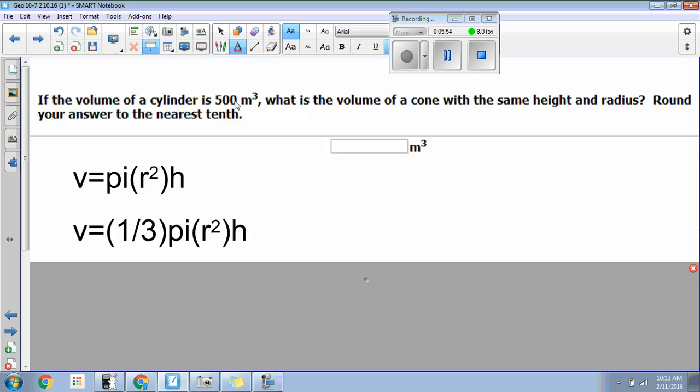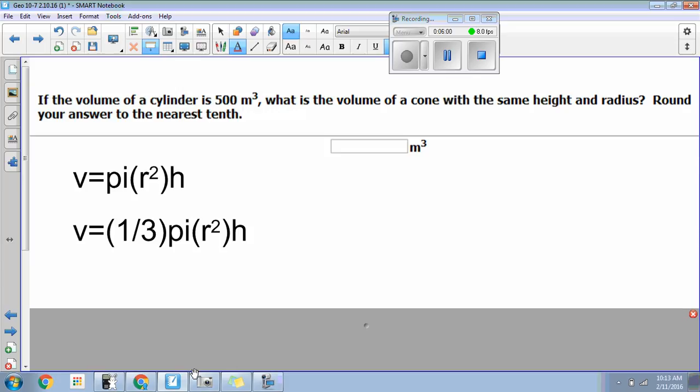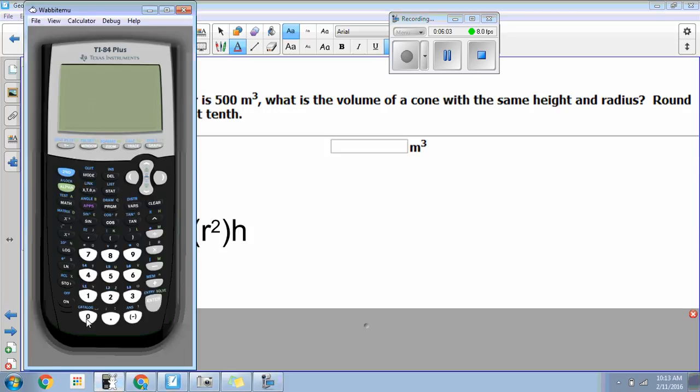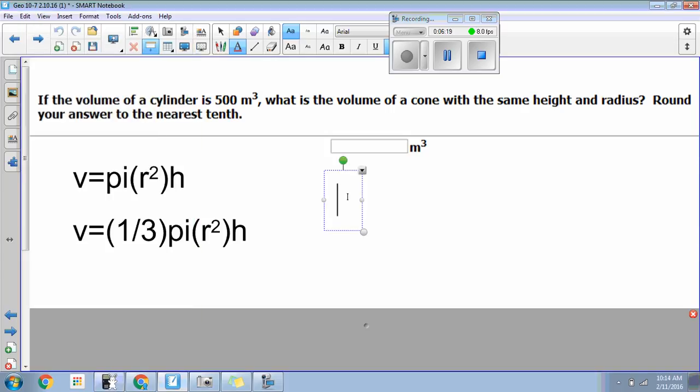You just need to divide 500 by 3 to get your best answer here. I believe that's 167, but I'll double check with my calculator. 500 divided by 3. Yes, 166.666. Since they're asking you to round to the tenth, it would be 166.7.